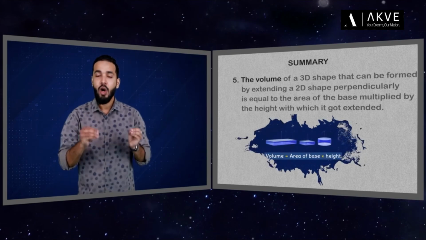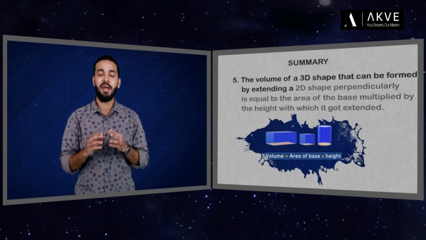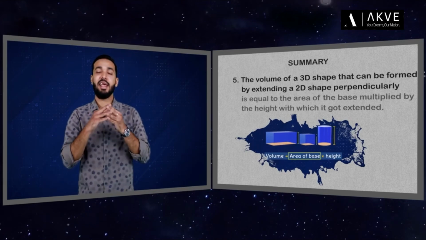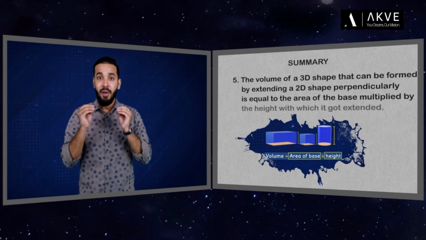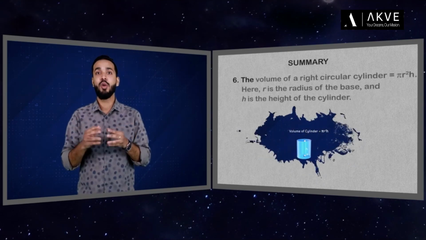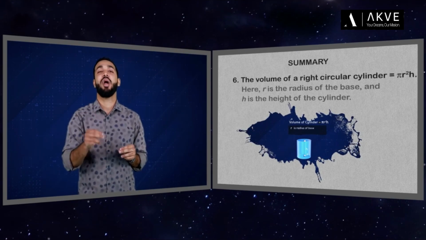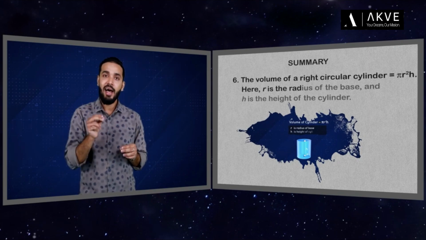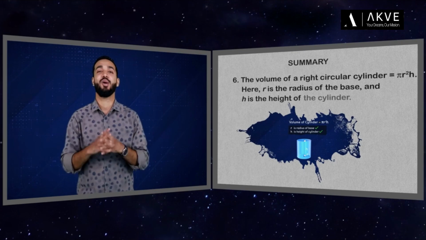The volume of a 3D shape that can be formed by extending a 2D shape perpendicularly is equal to the area of the base multiplied by the height with which it got extended. The volume of a right circular cylinder is equal to pi r squared h. Here, r is the radius of the base and h is the height of the cylinder.